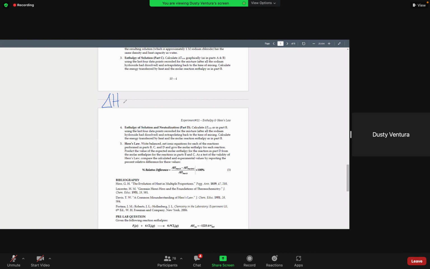So delta H of the reaction equals negative Q of the reaction divided by moles of limiting reagent. And this is equal to negative mass of your solution times specific heat of solution times temperature change. So you take that and you divide by moles of limiting reagent.